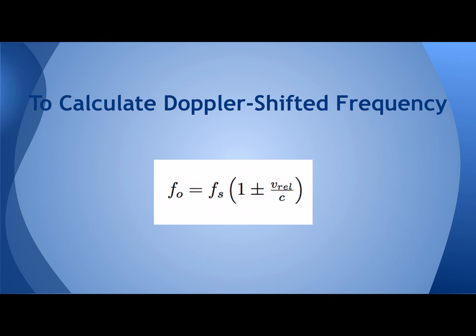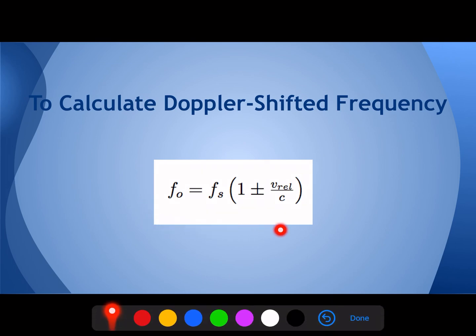So the equation for calculating the frequency that you observe based on the relative speed between two objects is given by this equation here. So this equation is essentially going to be the same equation you would use for sound, except that we would replace this speed of light c with the speed of sound.